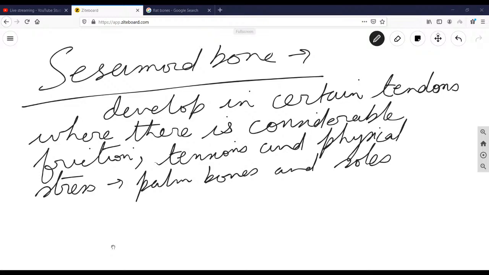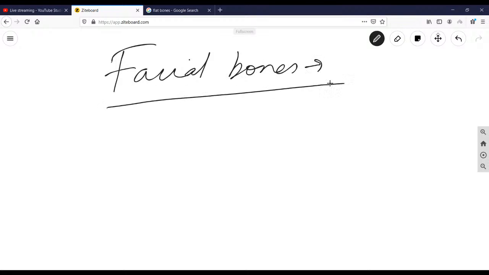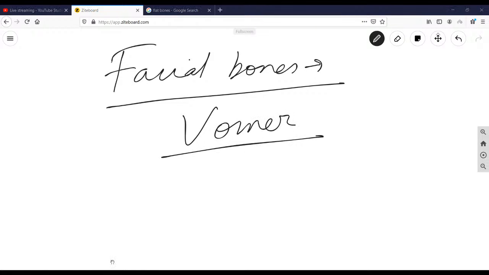Then we have palatine bones. The names can be asked. One name is specifically asked, and that name is vomer, VOMER, for facial bone in the NEET examination. When we come to facial bones, there are 14 facial bones, and one name strikes out, that is vomer. About that I'll tell you.